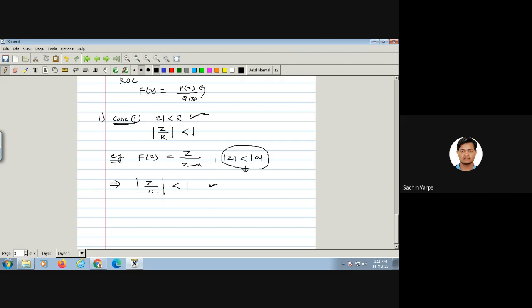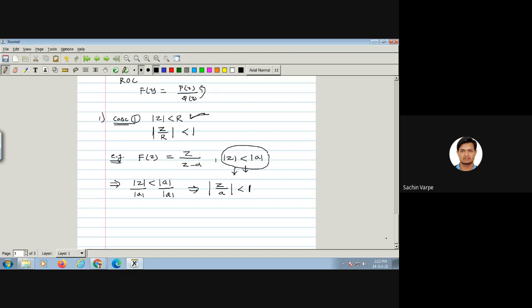Mod of z by a, how am I writing it? From the given ROC only. Let me explain again. See here, what we have is mod of z less than mod a. If I divide both sides by mod a, on the left hand side I can club the mod sign, that is mod of z by a, and on the right hand side mod a gets cancelled with mod a, so that will be 1 there. Is this clear? So here mod of z by a is less than 1.